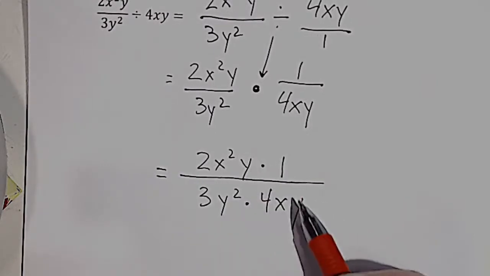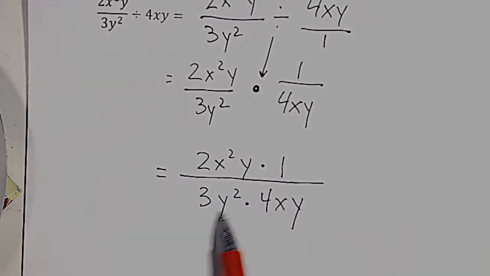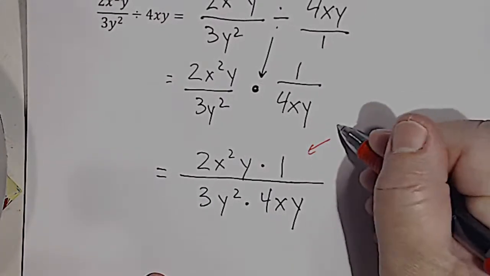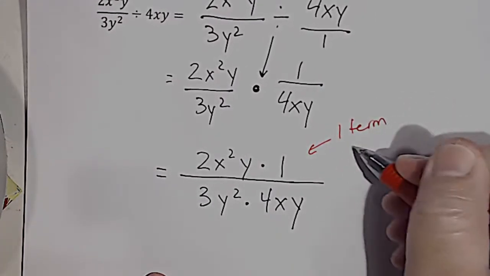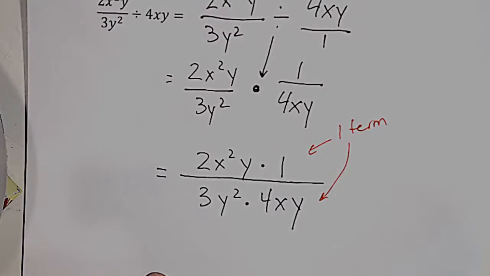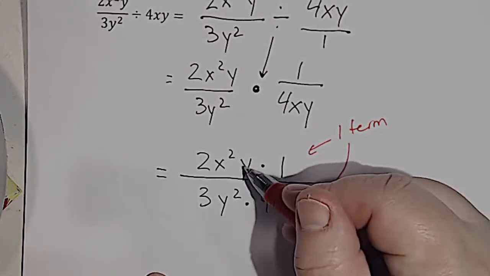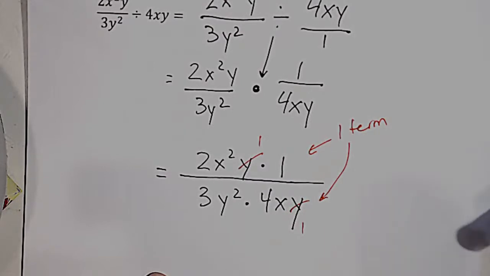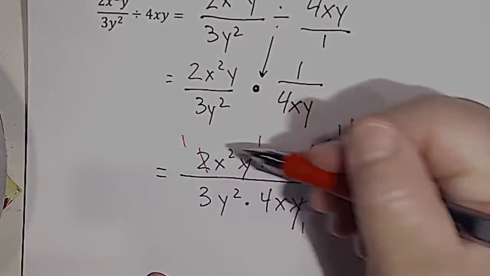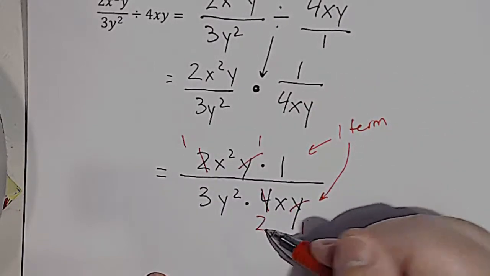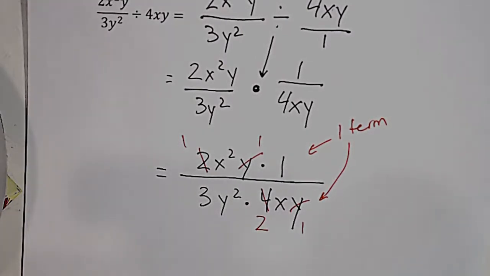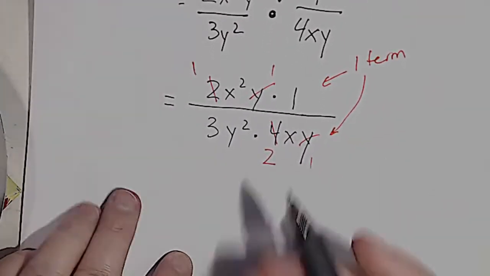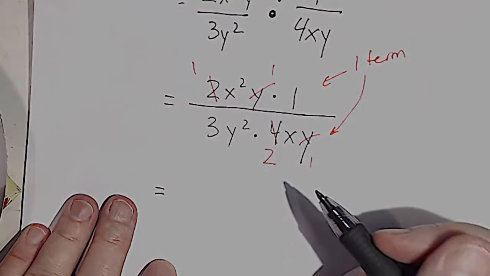Anything on top with anything on the bottom, because this is one term. As long as there's only one term, top and bottom, you can reduce anything you want. So y goes with y. Let's see. I see a 2 with the 4. And then it is perfectly fine to say, okay, I need to regroup.